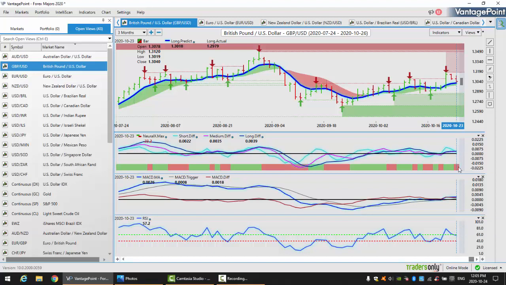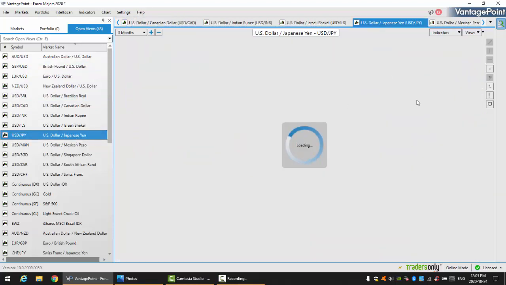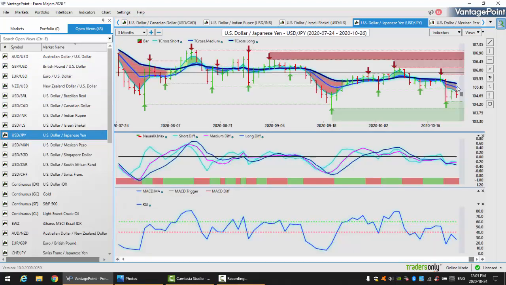The neural index is warning us that we've got a little bit of downside coming on Monday, but on Tuesday we want to think about looking at longs yet again. Now, as we look at the dollar yen for next week, once again, very few buyers for this particular pair. It's really taking a beating last week.